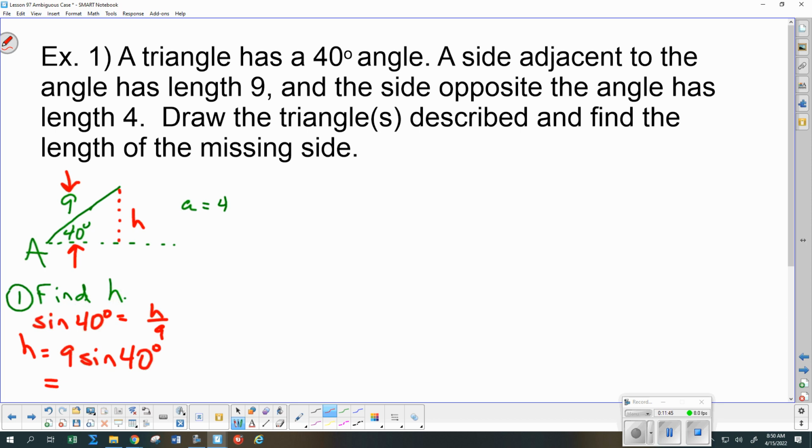Gavin, what did you get for the height on this? 5 point what? 785. Others getting that also?